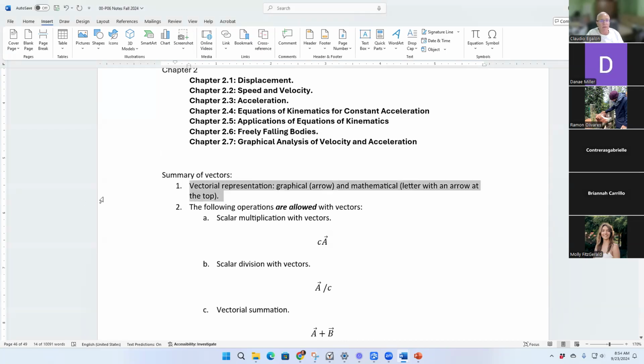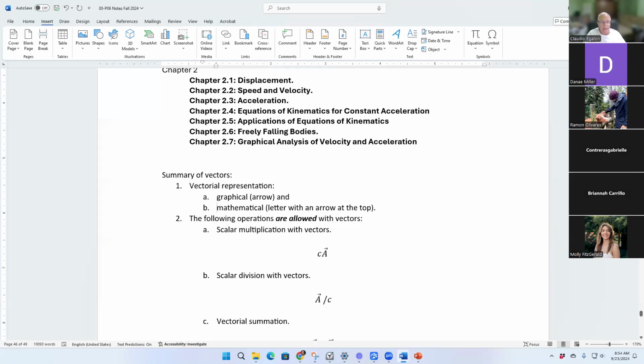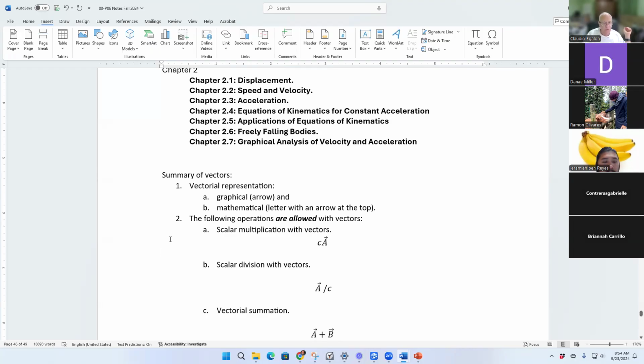So vectorial representation: there is the graphical representation, and two, the mathematical representation, a letter with an arrow at the top. Now, what I didn't mention to you is that there are only certain operations that are allowed with vectors. Only certain operations. So far, we saw the following operations.